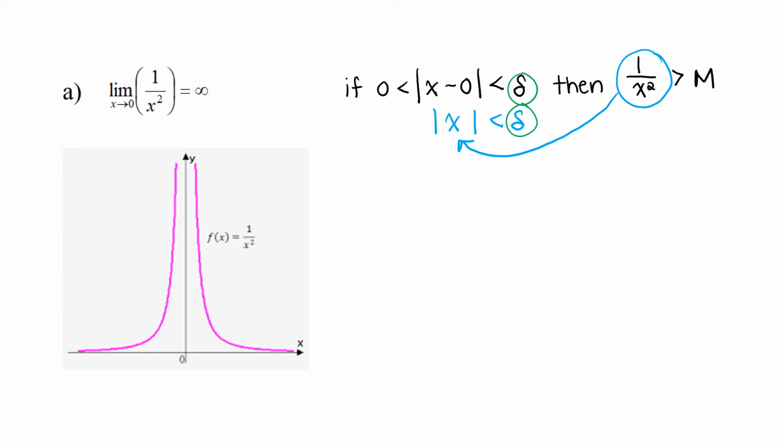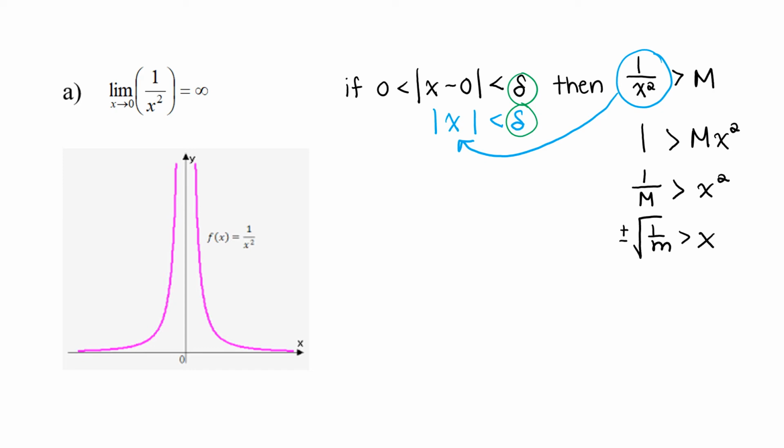So there's a couple different ways to do this. I'm going to multiply both sides by x squared, since I know x squared is always positive. So I have 1 is greater than m x squared. Then I'll divide by m. So I have 1 over m is greater than x squared. And then I'll take the square root of both sides. So I have plus or minus the square root of 1 over m is greater than x.